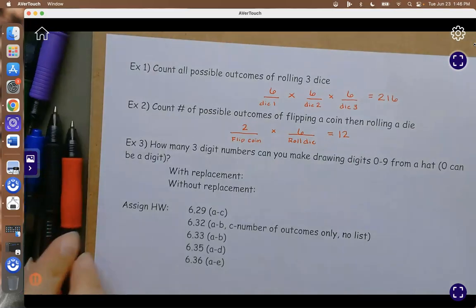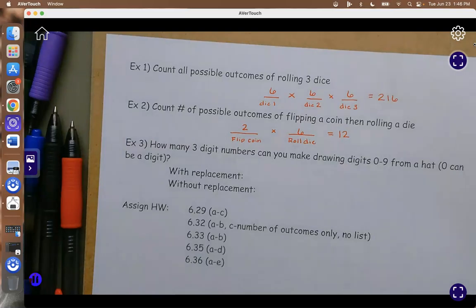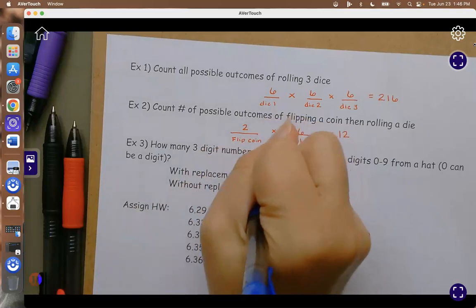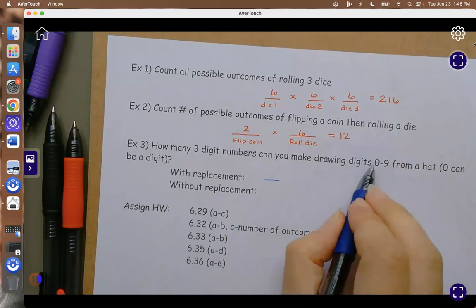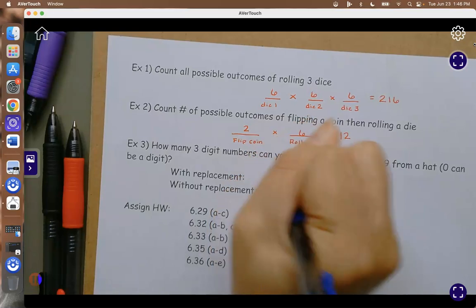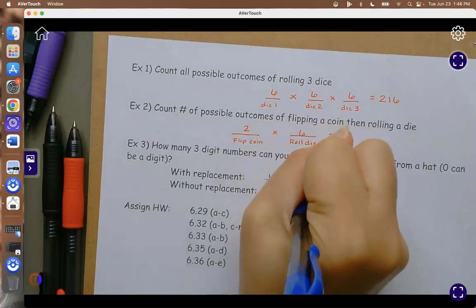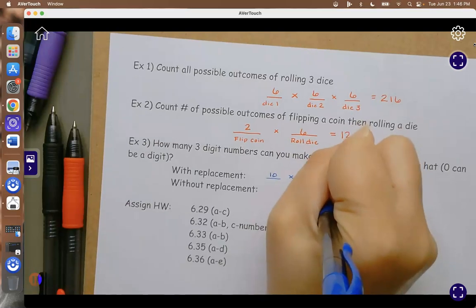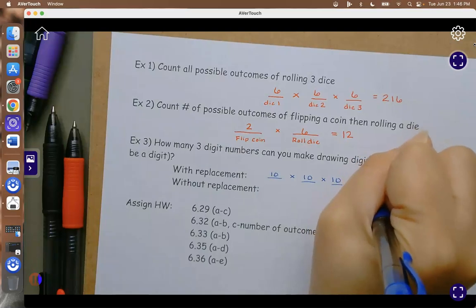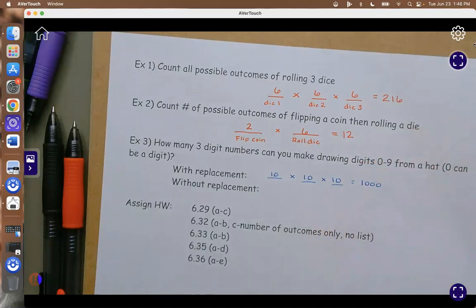Now, how many 3 digits can you make drawing digits 0 from 9? And 0 can be a digit. Okay? So, if you can replace the number each time, so 0 to 9, so 1 to 9 is 9, so adding the 0 in makes 10. So there's 10 numbers. If I put them back every time, I have 10 numbers in the hat that I'm drawing from. So that gives me 1,000.